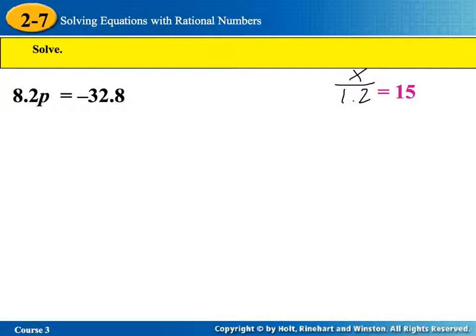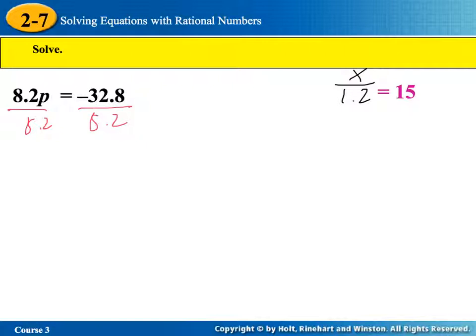All right, here we go. 8.2p is equal to a negative 32.8. How do you get rid of that 8.2? By dividing by 8.2. Now, how do you divide by a decimal?